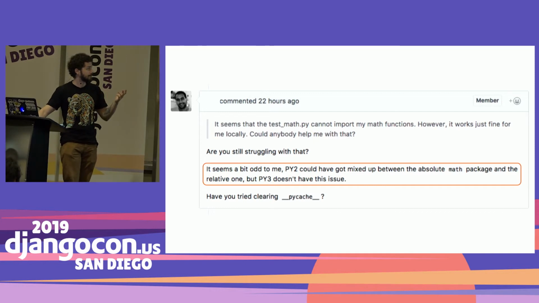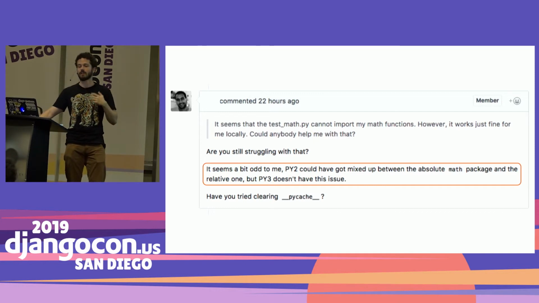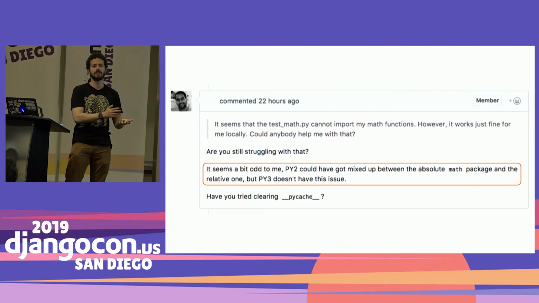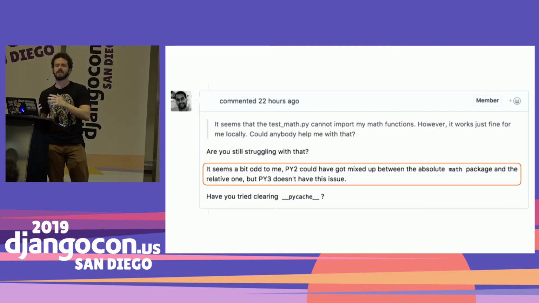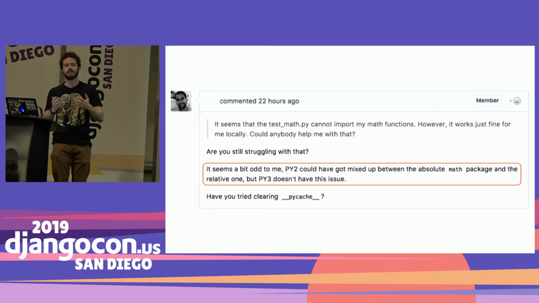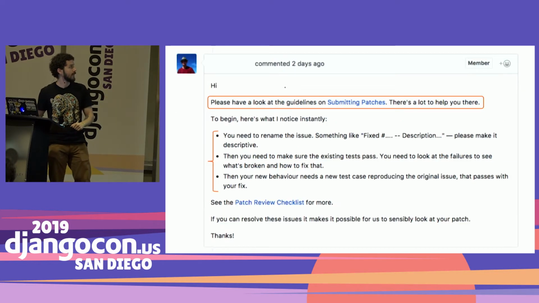Another example here is when I was talking about teaching, not just telling. The reviewer is again saying, oh, are you still struggling with that? Maybe if it was in Python 2, the error could be this, but since it's Python 3, it's probably something else. So he's not just saying, oh, do it like this because it's the correct thing. He's actually telling how it should be done and why it should work like that, and a suggestion below.